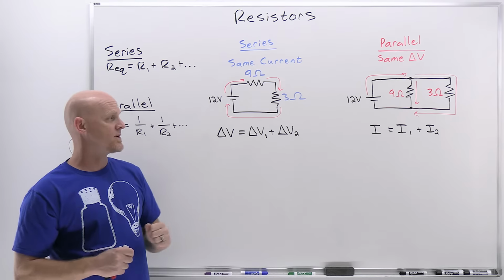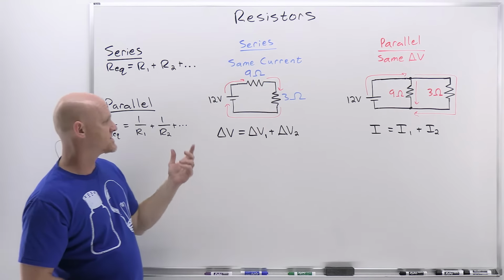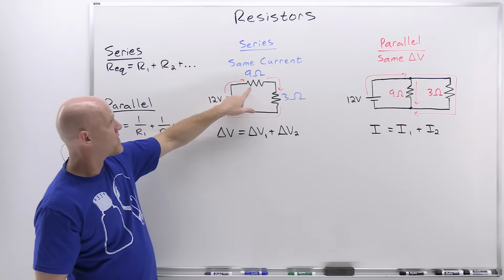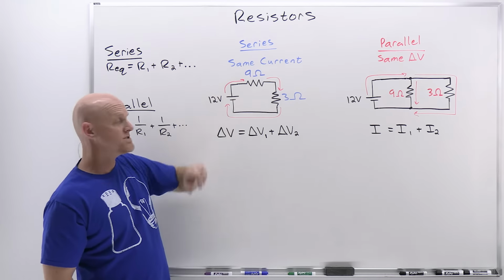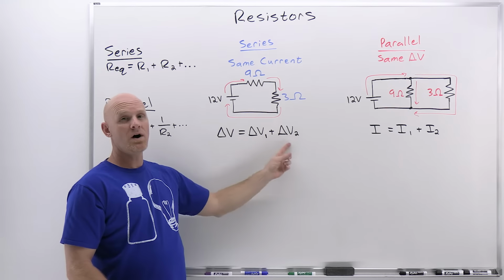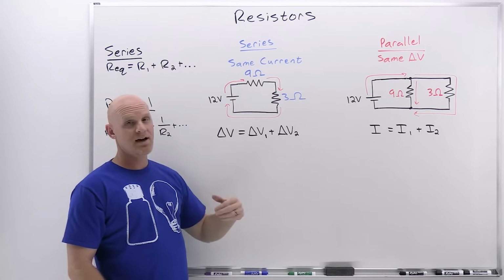And you've got to get that straight. So we can see why that is as well. If we look here, the potential drop across these two resistors combined is just the sum of the potential drops across either one added together.